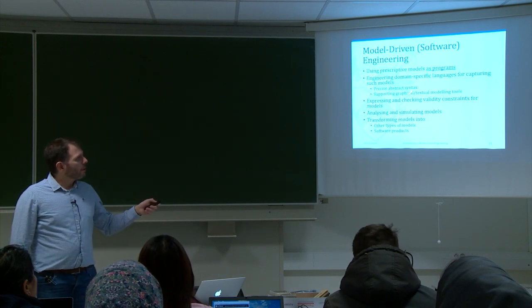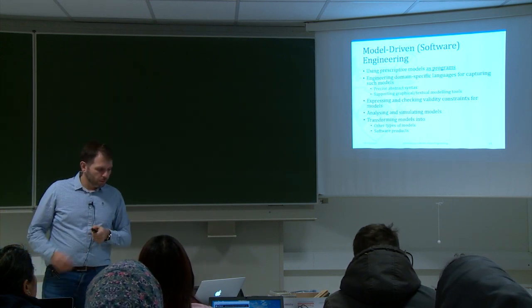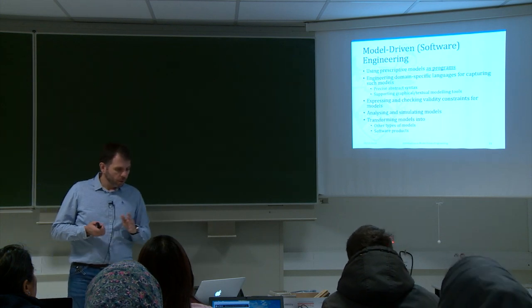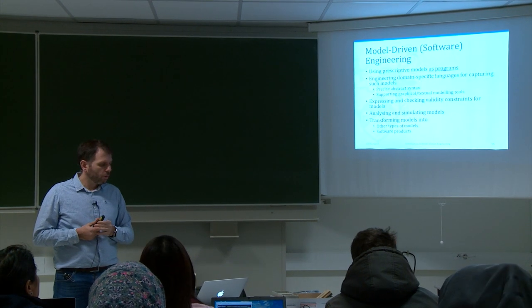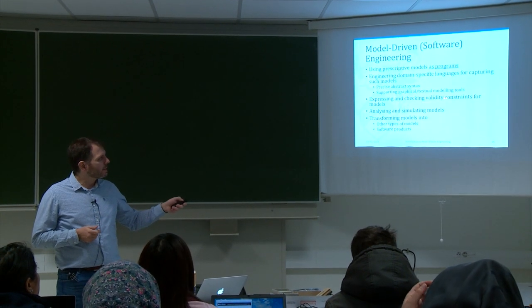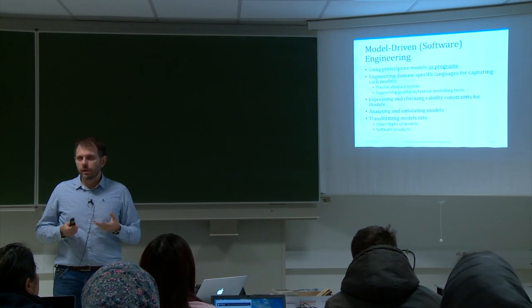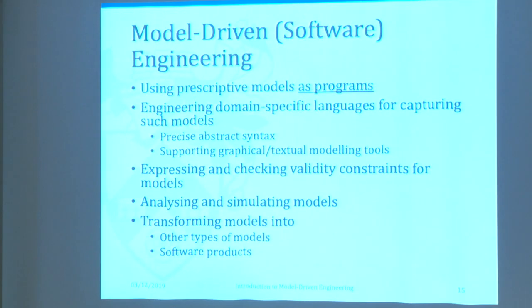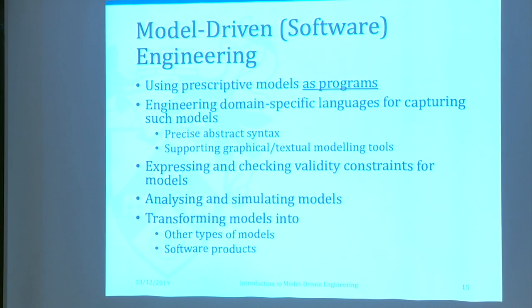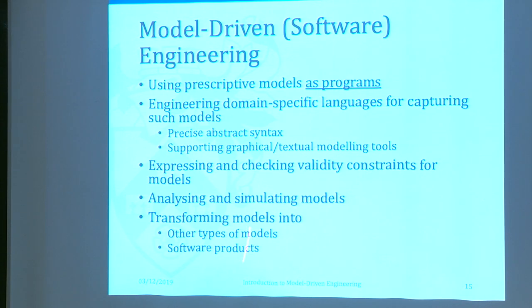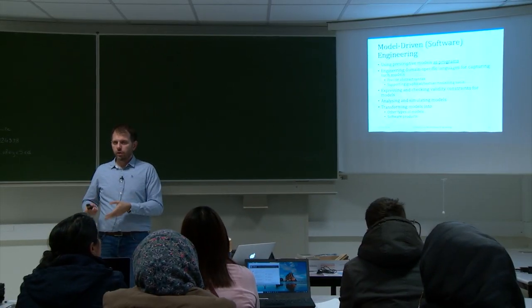And we also need supporting graphical and textual modeling tools. We also need to be able to express and check the validity of constraints for models. We need to be able to analyze and simulate models, because in model-driven engineering, models are like living artifacts. They drive the engineering process. They're not pretty pictures anymore. We need to be able to do meaningful things with them. And eventually, and perhaps more importantly, we need to be able to transform models into either other types of models or eventually software products, right?